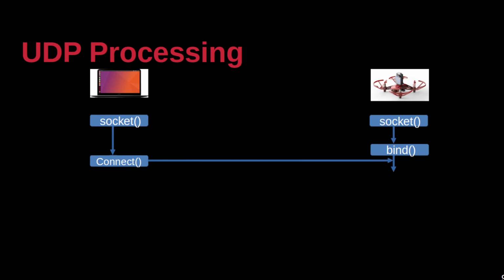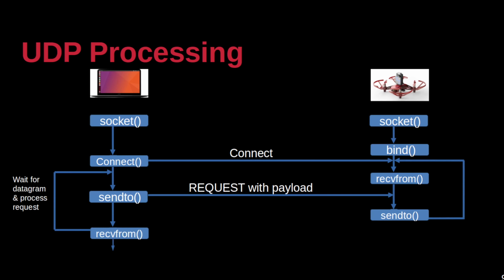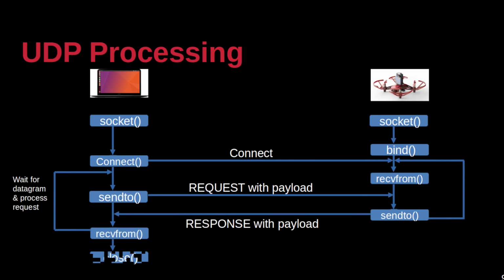The UDP sender instantiates a socket with IP address and port. The UDP receiver instantiates a socket too. The connect method at the client binds the socket connection at the server end. The send-to method sends the request to the drone, which uses the receive-from method to process the request. The drone then uses its send-to method to send a response, which the client processes with its receive-from method.